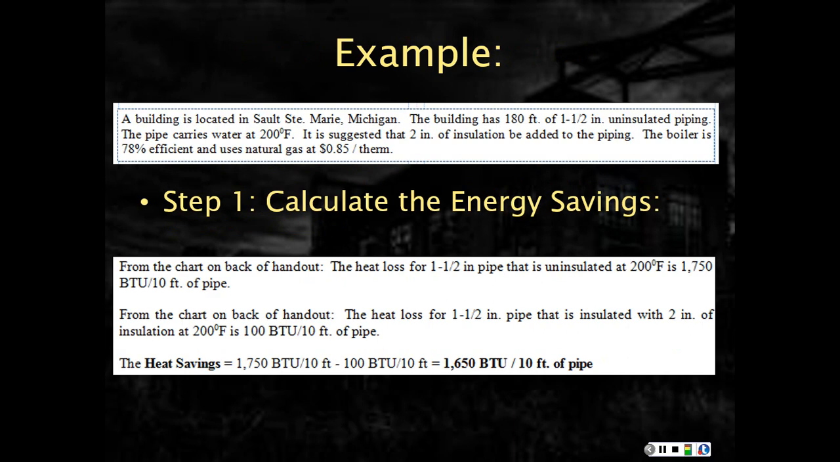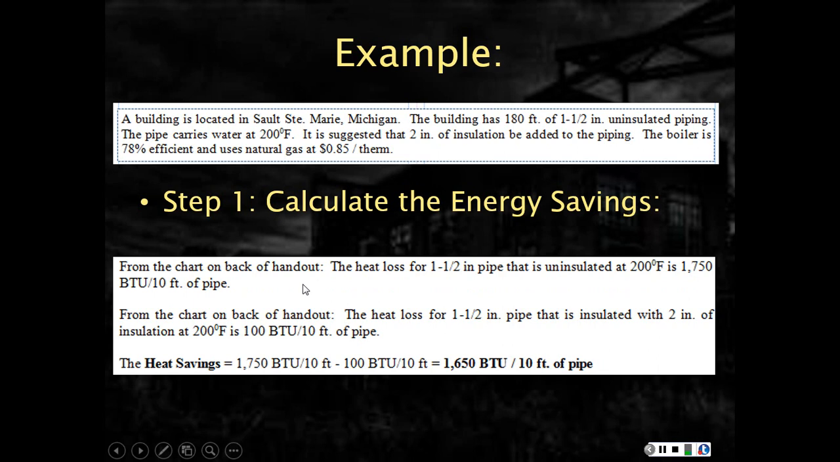So in this example, I have a building located in Sault Ste. Marie, Michigan. The building has 180 feet of 1.5 inch uninsulated pipe. The pipe currently is carrying process hot water at 200 degrees. It's suggested that 2 inches of insulation be added to the piping. The boiler is 78% efficient and uses natural gas at 85 cents per therm.